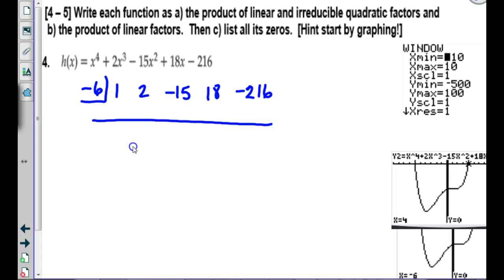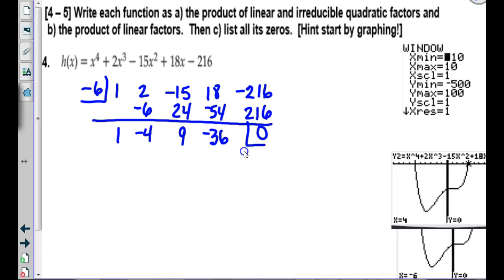Okay. You are going to have to do this on the test. I didn't necessarily put a degree 4 on the quiz, but okay, bring down the 1, multiply. What do I get? Add. Multiply. 9, multiply. I think I added right. Negative 54 plus 18 is negative 36, maybe? Yep. Negative 36 times negative 6 is positive 216. Has to come out 0 if it worked on the graph or you did something wrong.